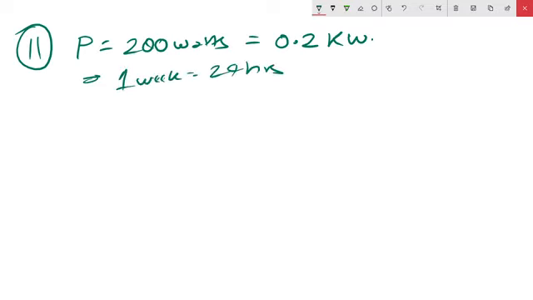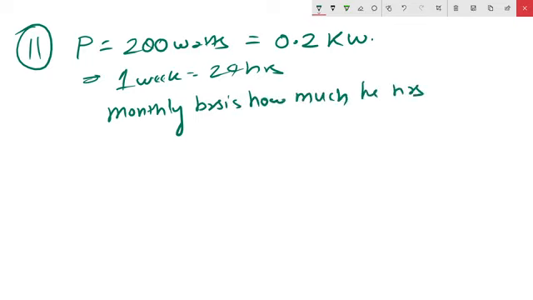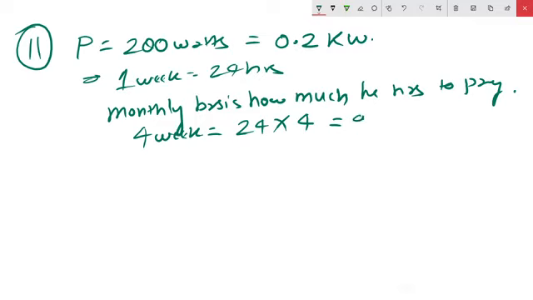Now they're asking how much roughly he has to pay for the electricity bill if the value of one electrical unit is 5 rupees, on a monthly basis. So in a month there are 4 weeks. If you calculate the hours, then 24 into 4 weeks will give you around 96 hours.